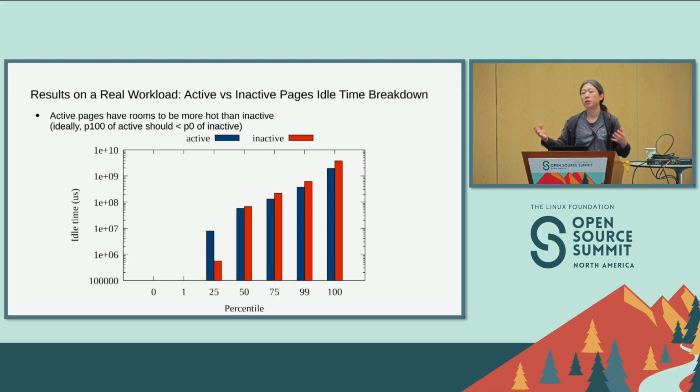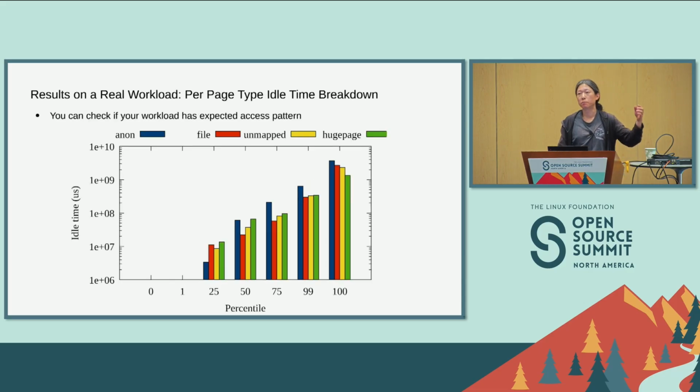And using the DAMON filters, we can also do this monitoring at very fine-grained levels. We can show this distribution of the idle time percentiles for active pages and inactive pages on different array lists. This shows us that there is room to make active pages more hot. And also, we can further break down this information for anonymous pages, file-backed pages, unmapped pages, huge pages. When we use huge pages, we want huge pages to be hot and frequently accessed. Is it true on your system? You can show that.